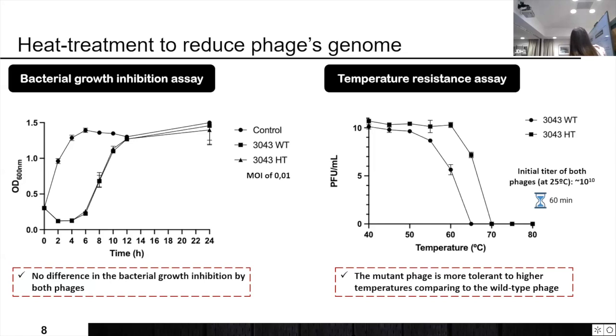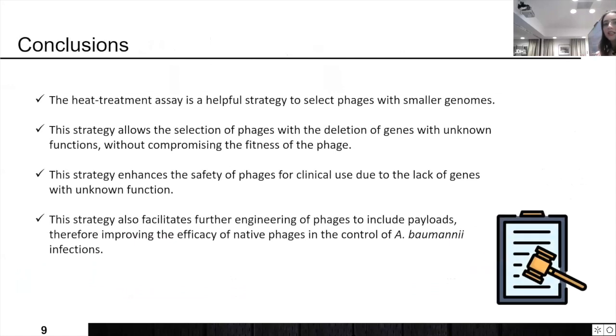While the heat-treated phage, which is here represented in this line with the squares, is able to maintain a very high titer, 10 to the 10th, from the 40 degrees until the 60 degrees mark. It loses some titer at 65, and at 70 is completely killed. So between 70 and 80 degrees, we have no phage. So this led us to conclude that our mutant phage is slightly more tolerant to higher temperatures than the wild type phage.